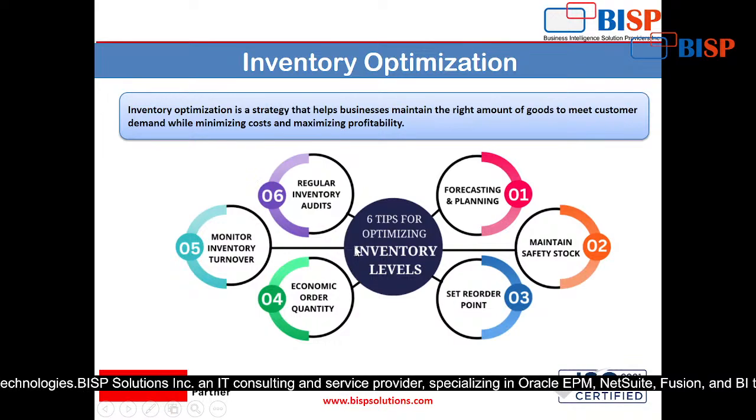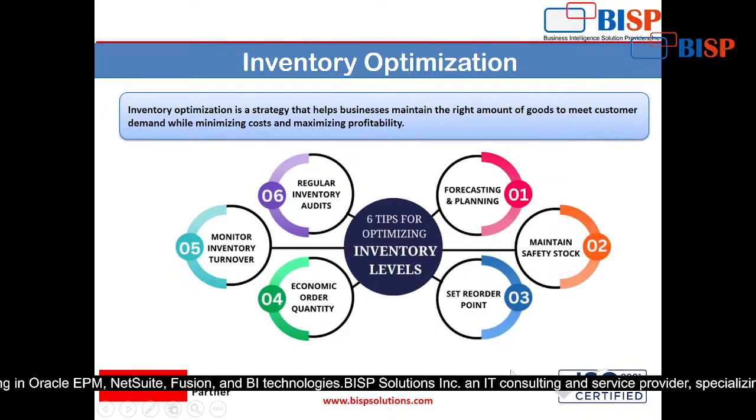Okay, forecasting and planning, 6 tips for optimizing inventory levels. First is forecasting and planning. Second is maintain safety stock. Maintain safety stock means whatever you have brought, it should be sold out. It should not be that this much item is remaining, and now again we are sending it back to the company. That is called keeping the safety stock.